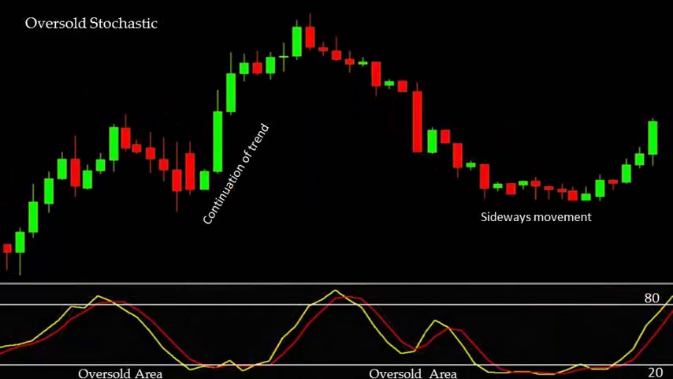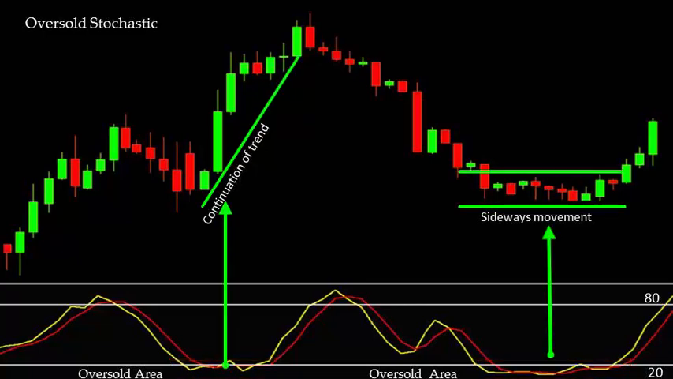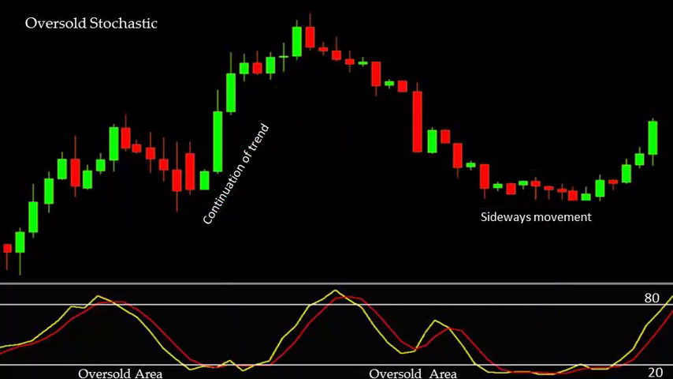When stochastic is below the 20 control level, market is treated as oversold and gives us an indication that the price can go up. When stochastic is trading for some time here in this oversold zone, which is below the 20 level, it can indicate a continuation of the trend or it can indicate sideways movement, also referred to as a consolidation of the market. I recommend that you wait for both stochastic lines to rise above the 20 line before considering a buy trade.